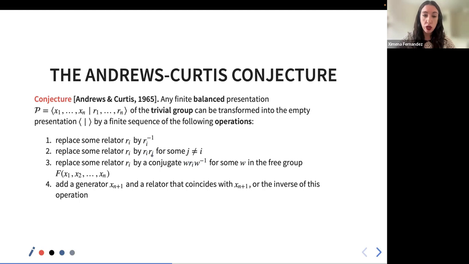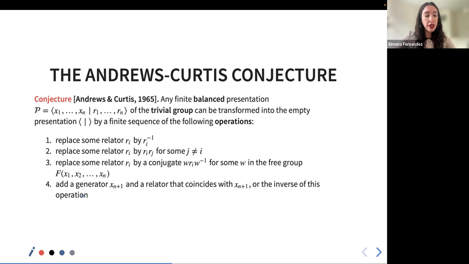Notice that operations 1 up to 3 don't change the size of the presentation. But operation number 4 allows you to add a new generator and also a new relator that is the same as the generator. So at this point, you increase the presentation. Also, you can apply the inverse of this operation. So if you identify a generator and a relator that are the same, then you can eliminate both.